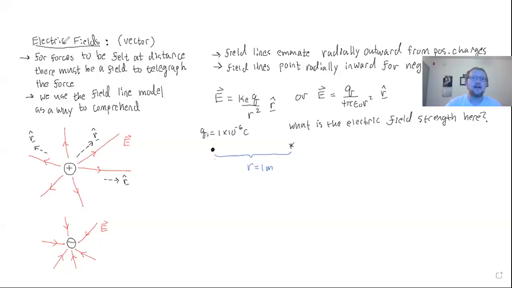Of course, the same issue arose with Newton's universal gravitational law, and his answer to it was a gravitational field. And the answer to the force at a distance for charges is going to be the electric field. All right. And so for forces to be felt at a distance, there must be a field that's going to telegraph the force, something to announce the force to the other charge.